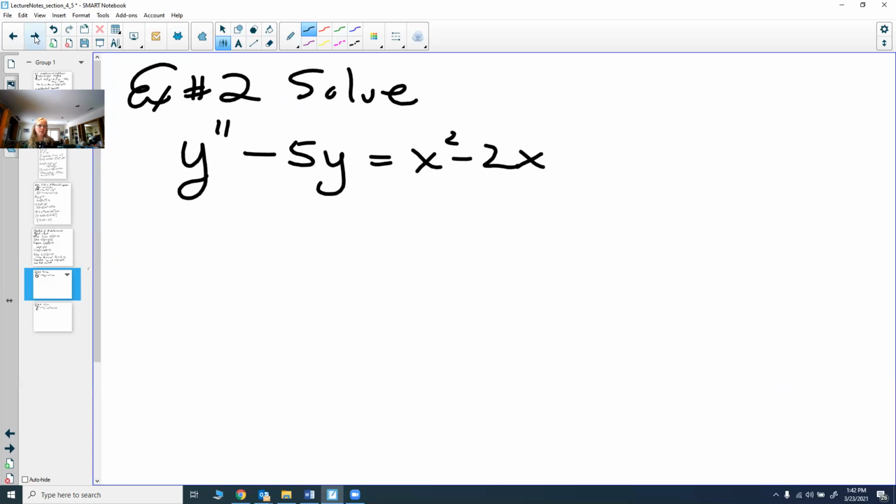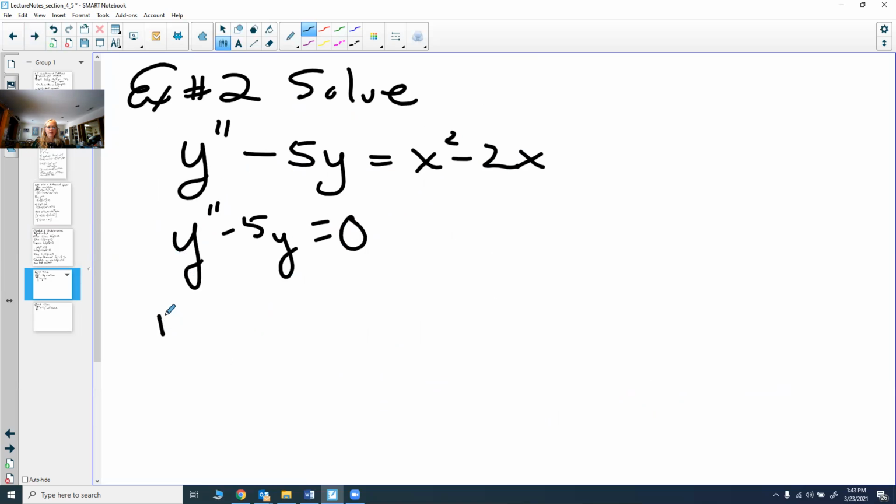Let's solve this equation, y double prime minus 5y equals x squared minus 2x. This is what I want to try to solve. So again, the very first thing I'm going to do is solve the associated homogeneous. And the associated homogeneous is y double prime minus 5y equals 0. Homogeneous just means you replace the g of x with 0. We know how to solve this already.